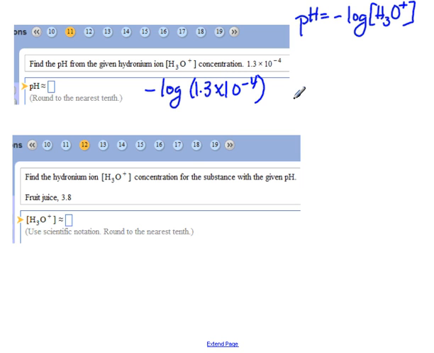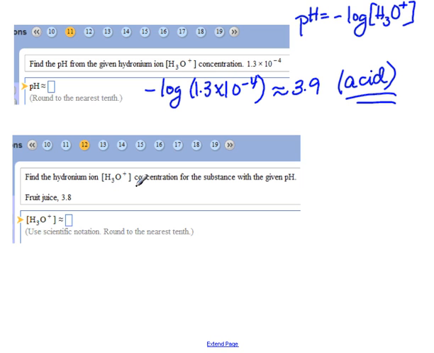And if we plug that into the calculator, the opposite log of 1.3 times 10 to the power of the negative 4, we get, what did it say, round to the nearest tenth, so that would be 3.9. So 3.9 would be an acid. Okay, 7 is neutral, less than 7 is acid, greater than 7 would be alkaline.